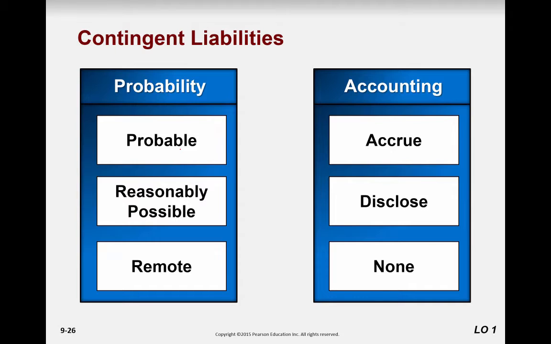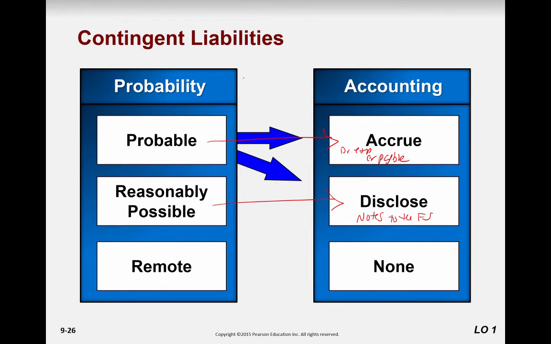And now let's move on to contingent liabilities. If it is probable, then you must accrue it. If it is reasonably possible, then you have to disclose it in the notes to the financial statements. And accrue it, remember, you're going to book some type of debit expense and you're going to credit some type of payable. And if it's remote, you're lucky. We don't have to do anything. So probable, reasonably possible, and remote.